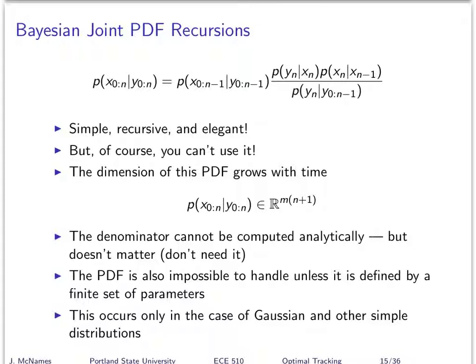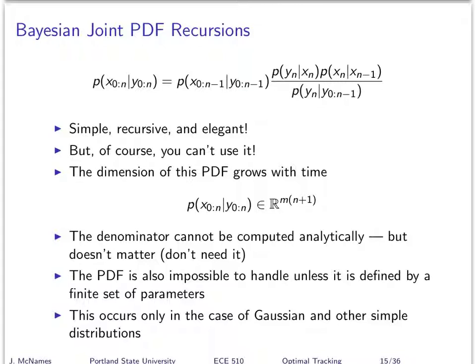Well, the problem is, despite the beauty of this solution, that you can't actually use it. This isn't practical, even though it's beautiful mathematically. And the big problem is that we're talking about trying to handle something that is growing with time. We're talking about a joint distribution. And if you look at the argument of this, we've got an m times n plus 1 dimensional argument for x here. And if you want to estimate the mean, what are you going to do? An integral over m times n plus 1 dimensions? You can't. It's not computationally viable.